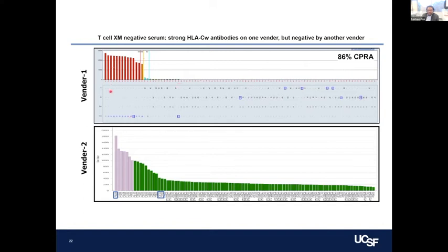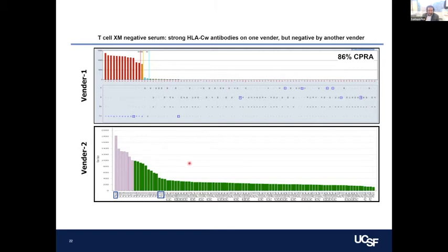So you can see a lot of C locus antibodies, very high MFI. Some of them are 15,000 MFI. If you consider these antibodies, the CPRA is 86%. When you take the same serum and run it on another vendor, it is completely negative. The MFI is only 1,200 here. So this is 12,000 versus 1,200.